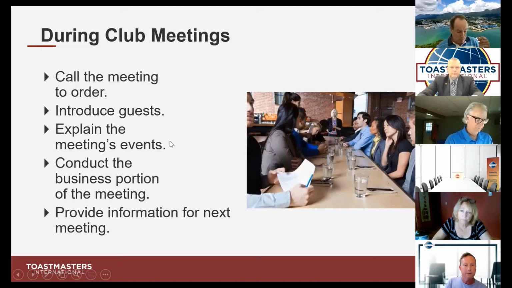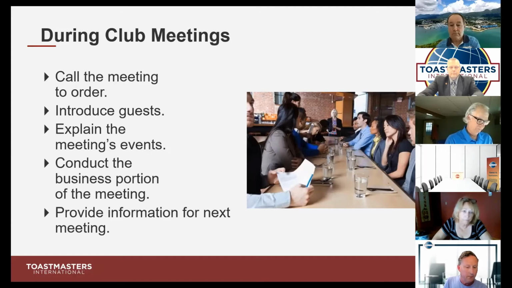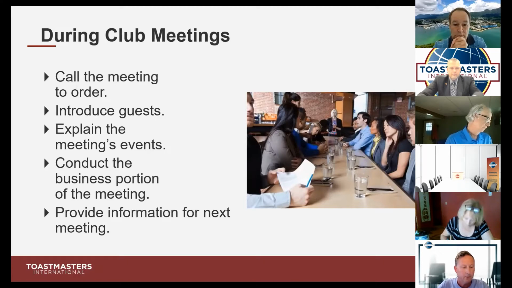Explain the meeting's events. Just go over real quick what a Toastmaster meeting looks like, especially if you have a guest in the room. Before the meeting, we do the Pledge of Allegiance, and we have someone read the mission of a club. We do that before the Toastmaster is introduced in our club. And then the next thing would be to turn the meeting over to the Toastmaster.